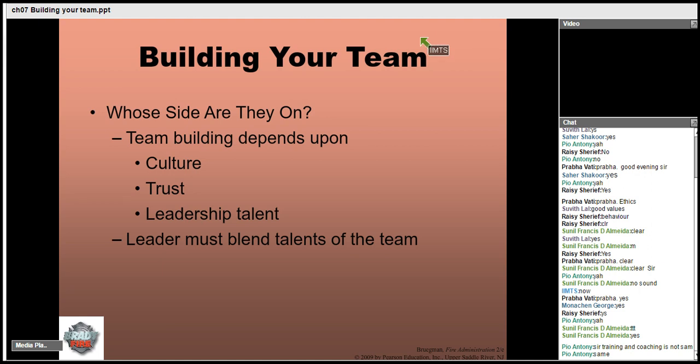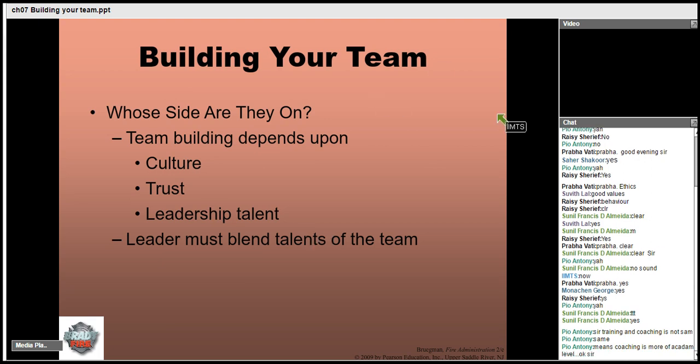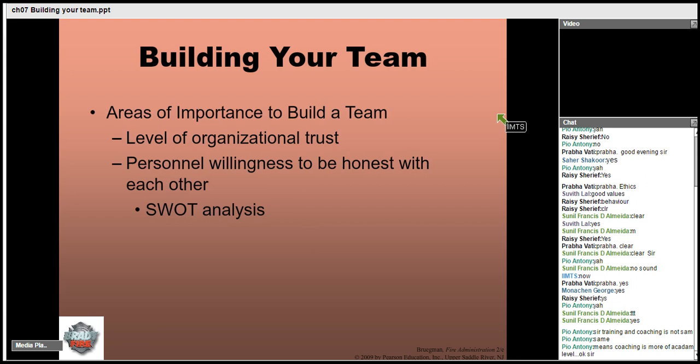Okay, building your team. Whose side are they on? Team building depends upon culture, trust, leadership, talent. Leadership must blend the talents of the team. That's true. It's more of an academic level.